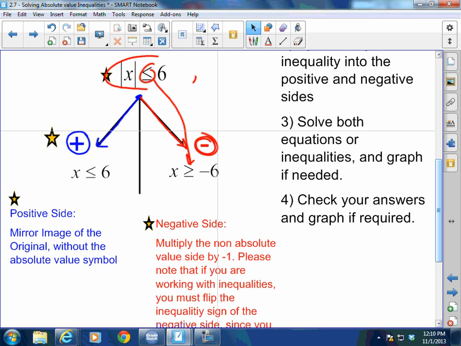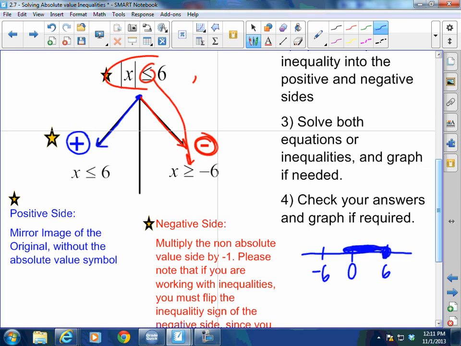Step 3, solve both equations or inequalities and graph if needed. And then check your answers and graph if required. Okay, so in this case, I'm going to graph it. Here's my 0, here's my -6, here's my +6. X is less than or equal to 6, so closed circle shaded to the left. And it's also greater than or equal to -6, so closed circle on the -6, shaded to the right. So you're going to have an overlap, and this is an AND equation. Does that make sense, gentlemen?